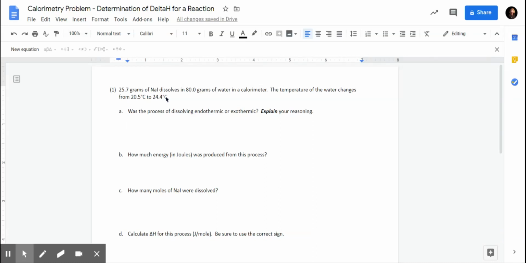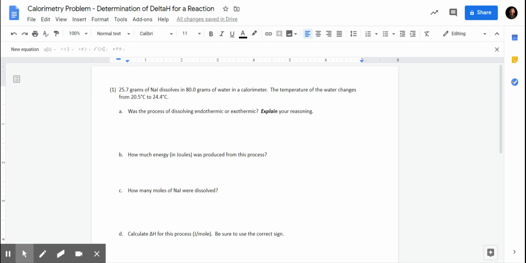I wanted to walk you through a calorimetry problem where we're determining the delta H for a reaction. For my example, we're going to be looking at the dissolving of sodium iodide. So we have 25.7 grams of sodium iodide that we're dissolving in 80 grams of water inside a calorimeter. We monitor the temperature change of the water and see that it moves from 20.5 degrees Celsius to 24.4 degrees Celsius. So the first question is: is the dissolving of sodium iodide endo or exothermic?